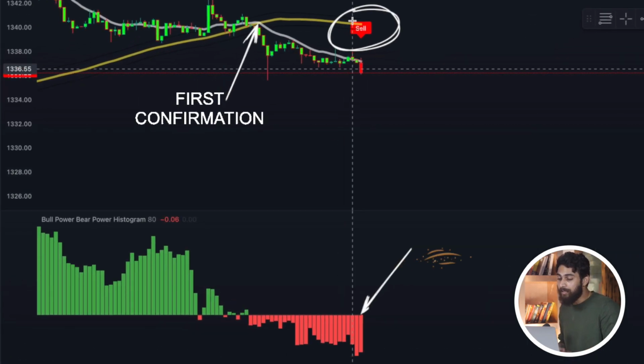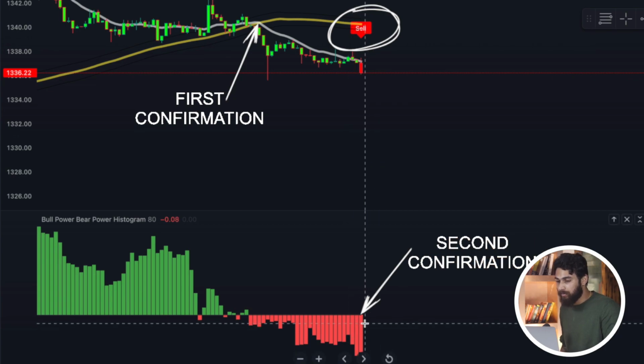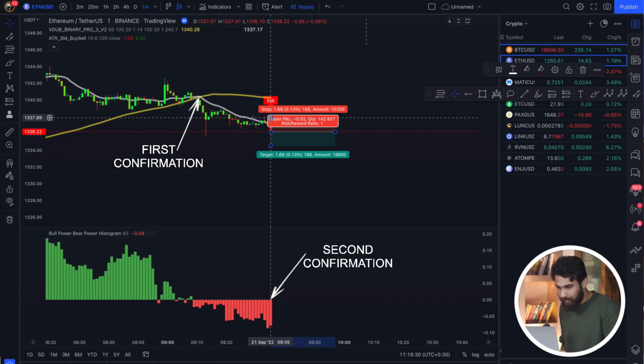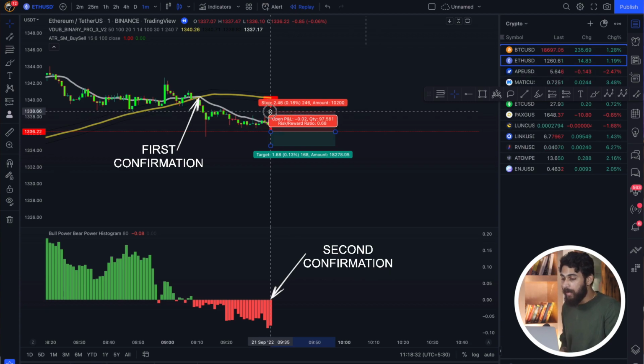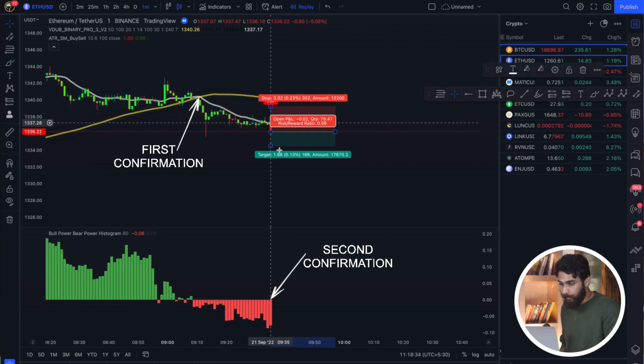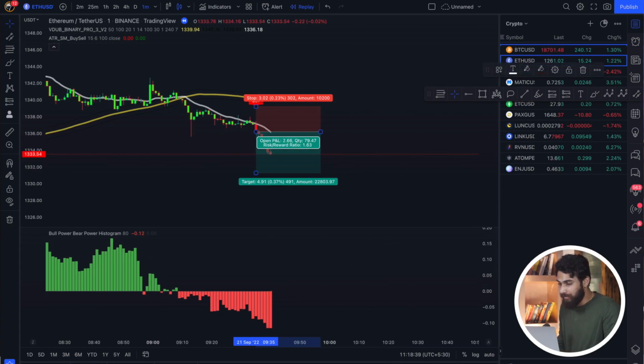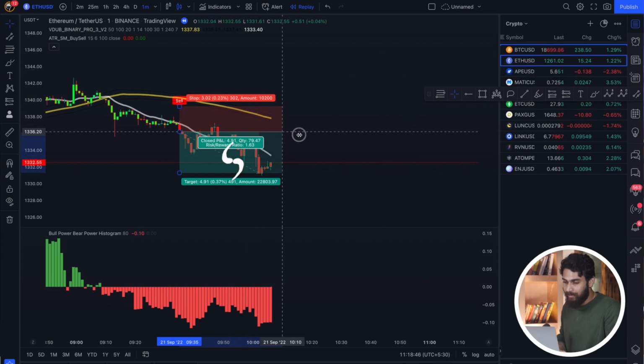Next, I will see if the histogram is creating red bars, which it is. And so I will enter a sell trade after this candle is finished and the stop loss will be above the previous high and the take profit will be 1.5 times the stop loss. And now if we see what happened with the trade, it again went in profit.